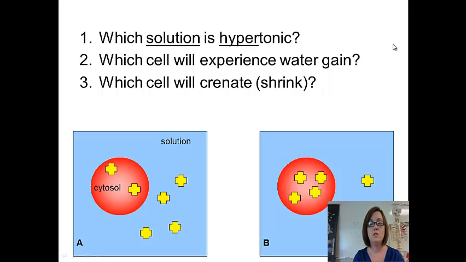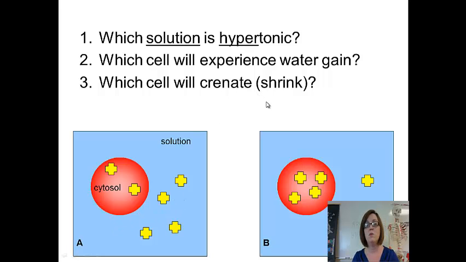So which solution is hypertonic? Remember, hypertonic, hyper means increase, like hyperactivity, right? Hypertonic means increased solute, right? So which solution, not which cell, but which solution is hypertonic? So which solution, A or B, has more solutes? If you said A, you're correct. There are 4 solutes here in this solution, only 2 in this solution. So A has the hypertonic solution.